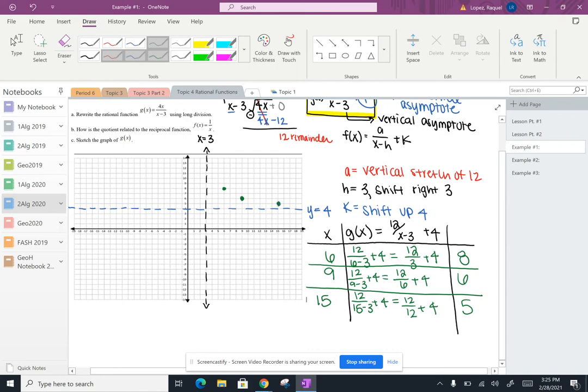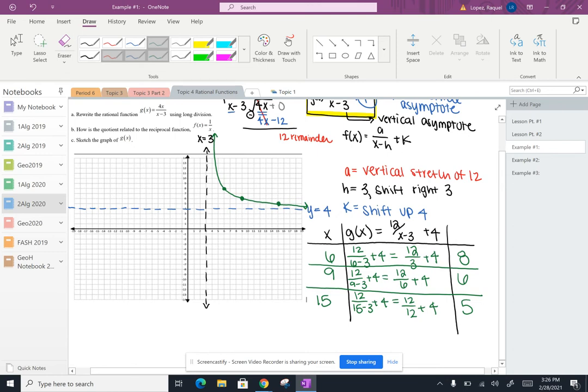So it looks like one branch of my graph is in that first quadrant right there. And it looks like it's going to get closer to that asymptote of y equals 4, which makes sense. So this part of my graph is going to get really close to that asymptote but never touch. And it looks like the other part of the graph is going to shoot up.